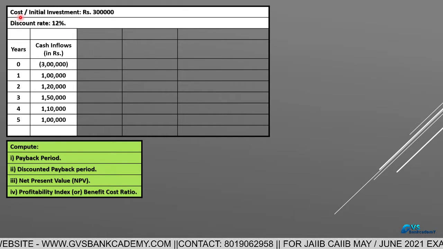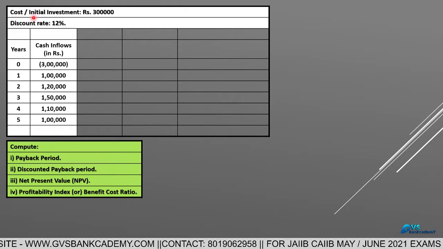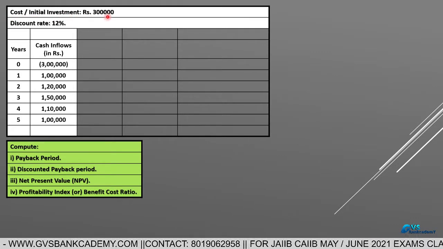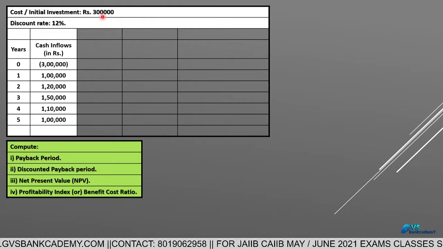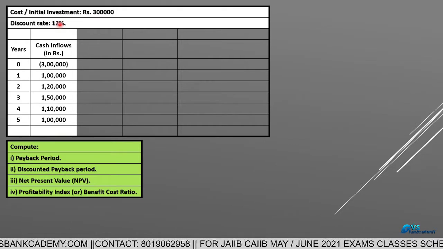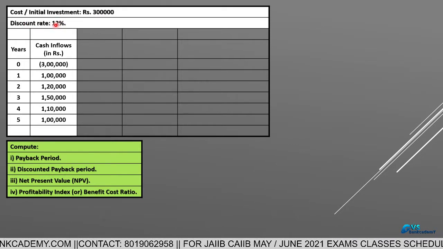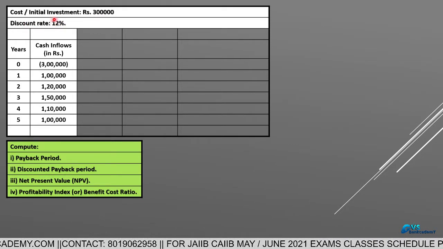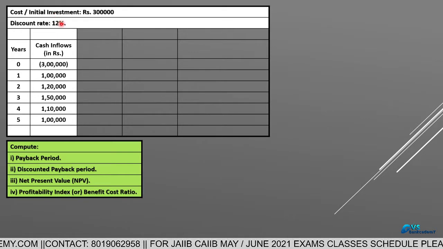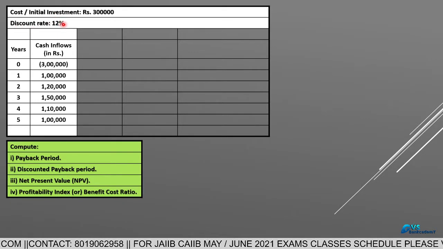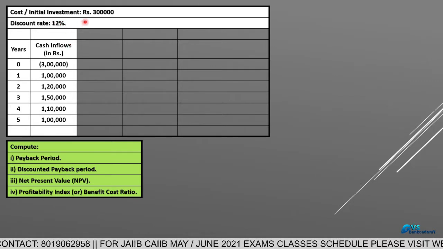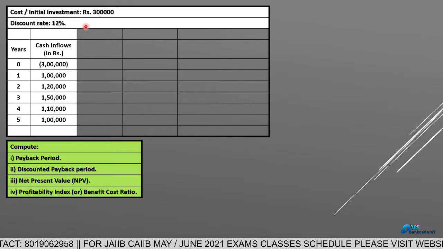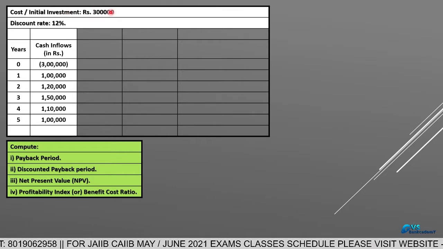Now, the cost of the project or initial investment is 3 lakhs. The discount rate, as decided by the management or the proprietor or owners of the company, is 12%. They want at least this much as the discounting rate. And initially they are investing 3 lakhs.